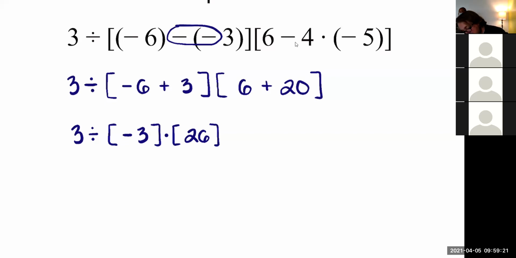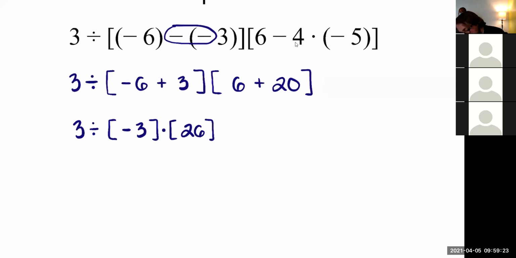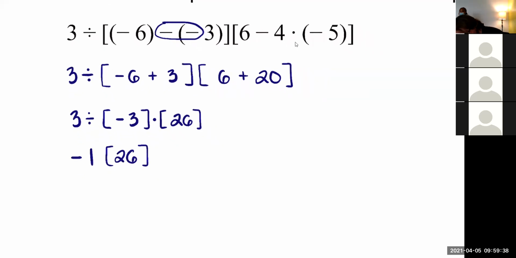But doing the division first, what is 3 divided by -3? A -1. Bring down my 26 that I haven't used yet. Last but not least is that multiplication. What's -1 times 26? Heard it mumbled. -26. It's done.